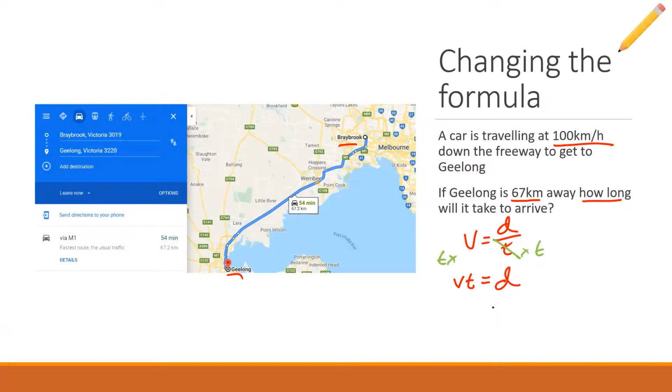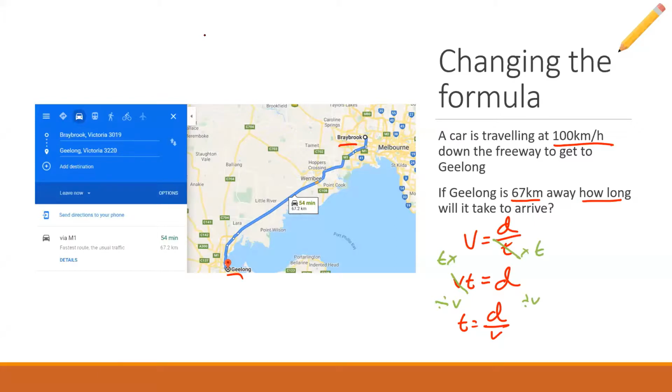Now this formula is really good. If it said we were traveling at 60 kilometers an hour for 3 hours, that'd be a great formula for doing that. But I don't want to know that. I want to know time. So now I'm going to divide both sides by V, which gives me T equals D divided by V.